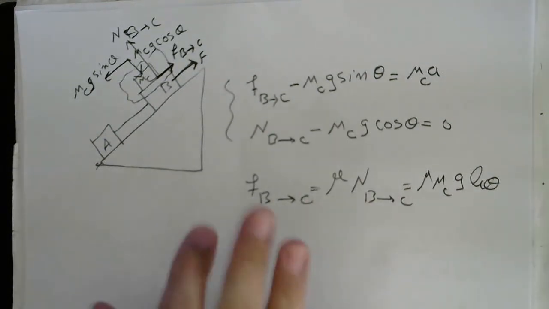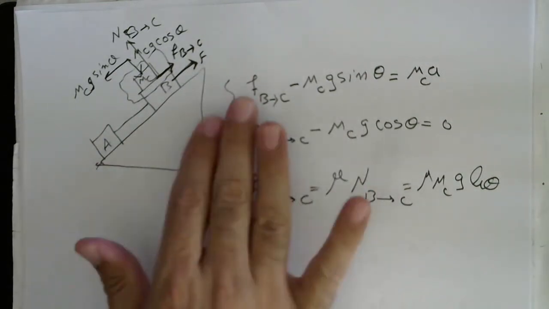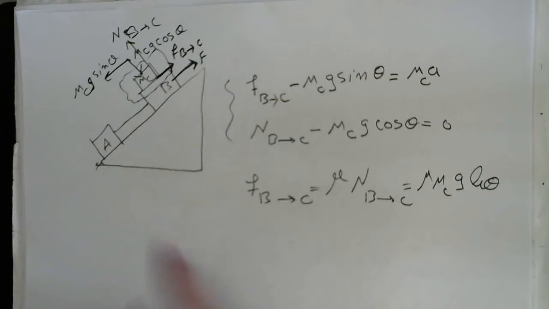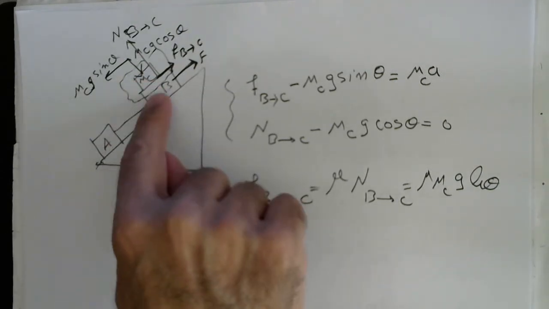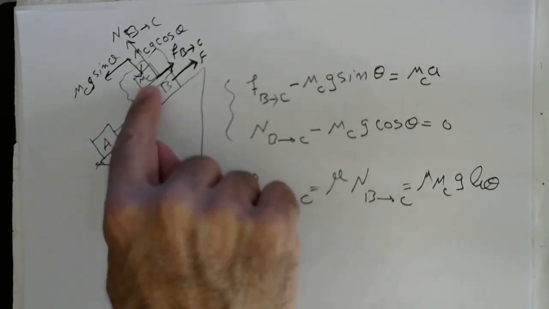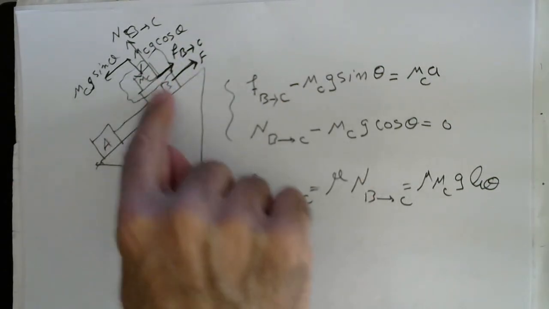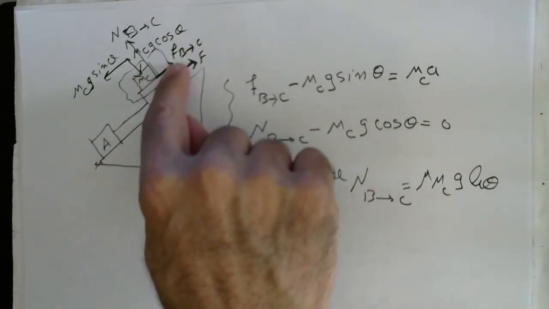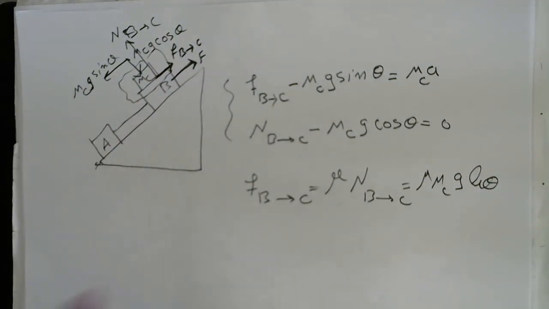Sometimes in many questions, they ignore the friction, so it becomes like no friction. If there is no friction between C and B, in practice C is not going to move upward because there is no frictional force to pull it, and it will just slide down in this direction.